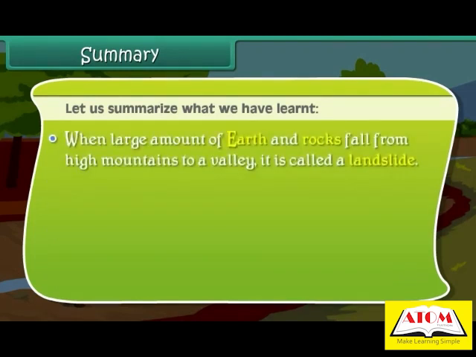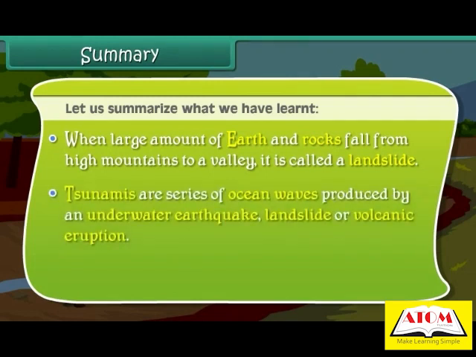When large amount of earth and rocks fall from high mountains to a valley, it is called a landslide. Tsunamis are series of ocean waves produced by an underwater earthquake, landslide, or volcanic eruption.